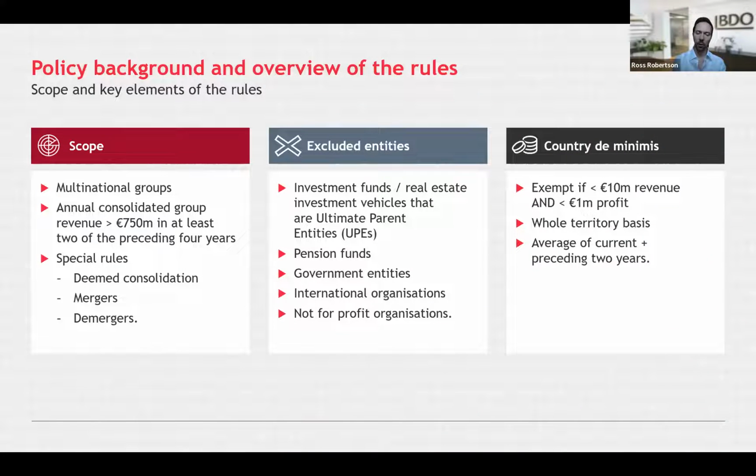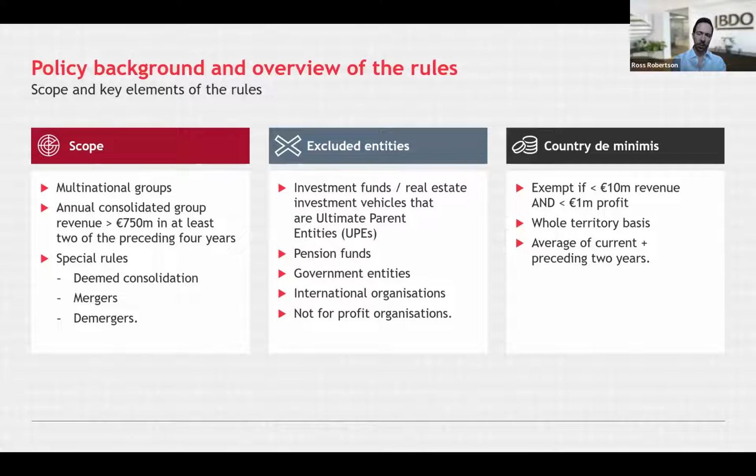So understanding the local implementation of the OECD model rules in the jurisdictions that affect you will be important. There are some excluded entities, but notably these are excluded entities, not excluded sectors and not excluded groups. So even if you have an excluded entity in your structure, there could still be investments of those entities within scope of Pillar 2, depending on your specific facts.